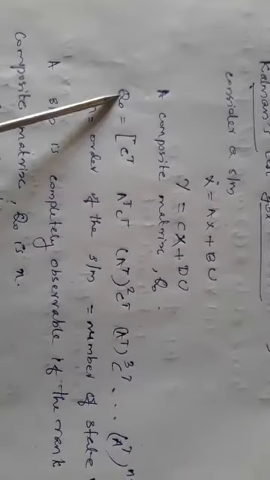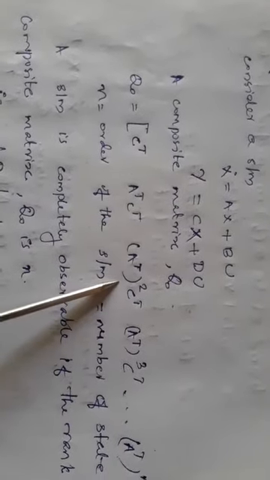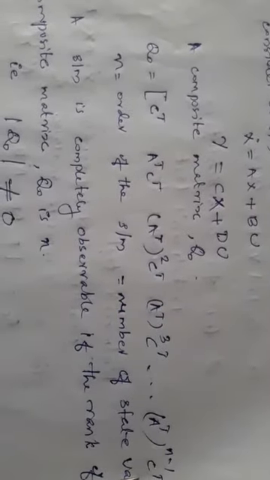Here also we form a composite matrix. In the previous case we formed a composite matrix QC. Here we form a composite matrix QO, where QO is equal to C transpose, A transpose C transpose, A transpose square C transpose, up to A transpose raised to n minus 1 C transpose. Here also n represents the number of state variables.